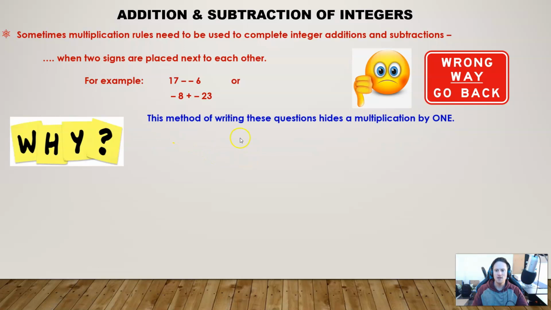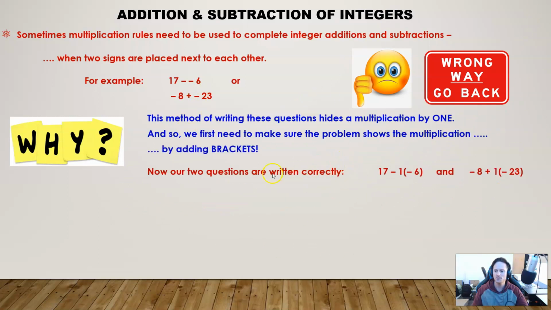The reason for this is the method of writing these questions hides a multiplication by 1. So there's a secret number hidden in there that's not represented at this stage. We need to make sure the problem shows that multiplication by adding brackets. So to correctly write those questions, 17 take negative 6 is actually 17 take 1 multiplied by negative 6. There's a hidden 1 in that question. This one, negative 8 plus negative 23, is actually negative 8 plus 1, which is missing, multiplied by negative 23.